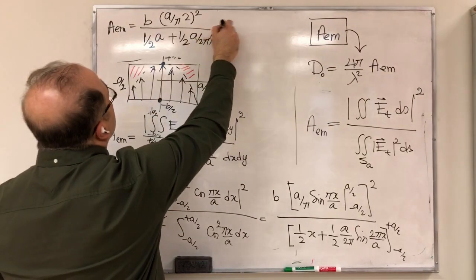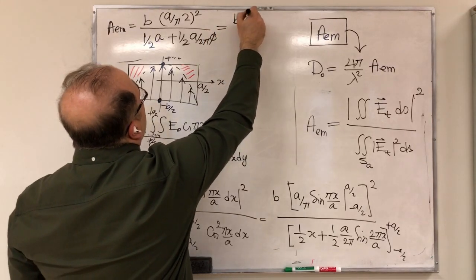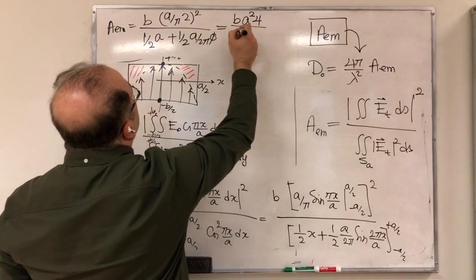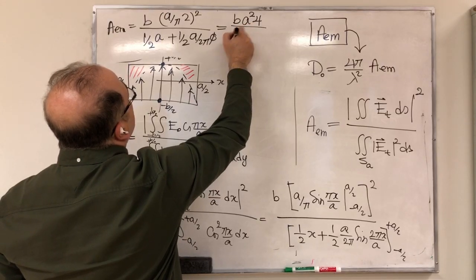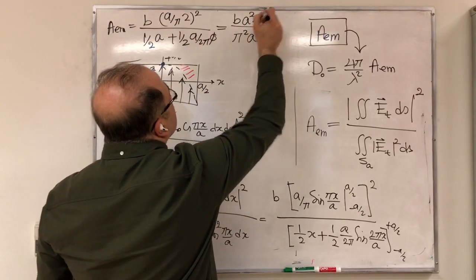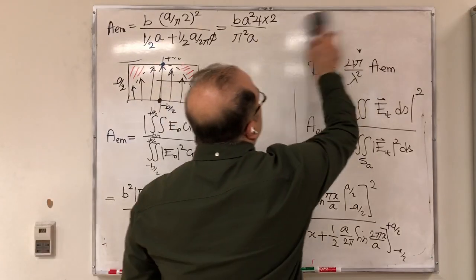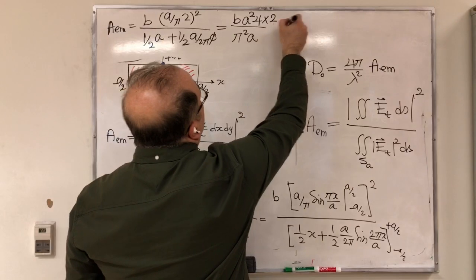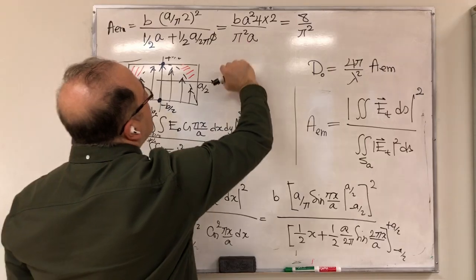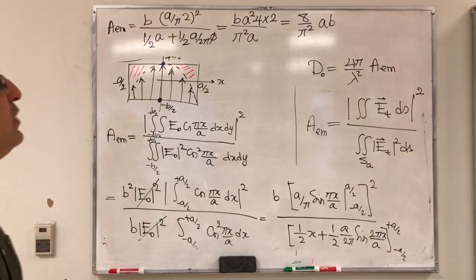And therefore, I'm going to get b a squared over 4 times pi squared, and I'm going to have a, and this 2 goes to the numerator, and that's going to be the situation that I'm going to have, which is going to be 8 divided by pi squared, 8 divided by pi squared AB. So that would be the final result.